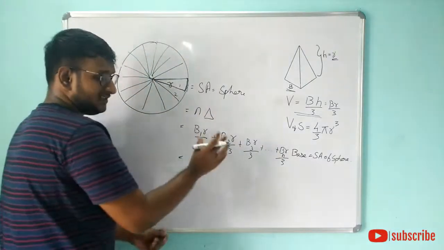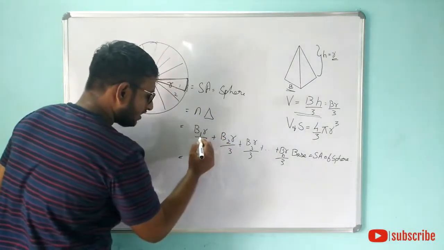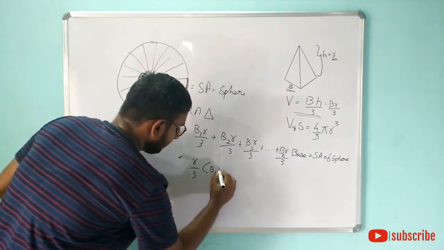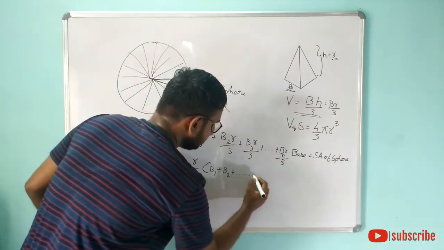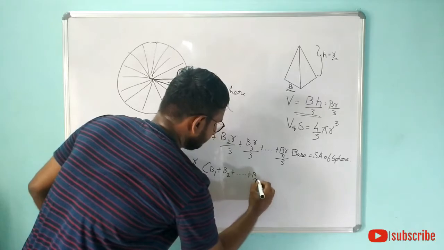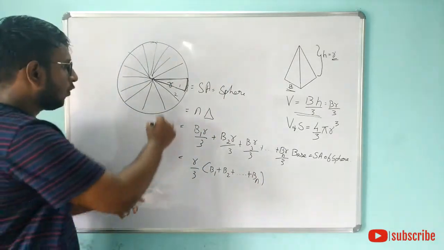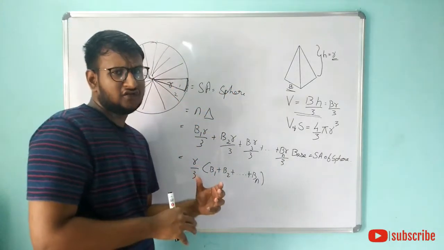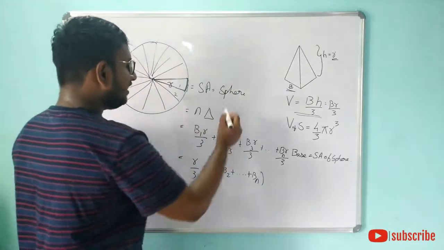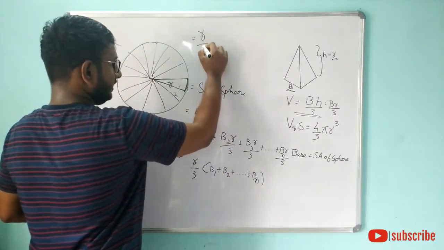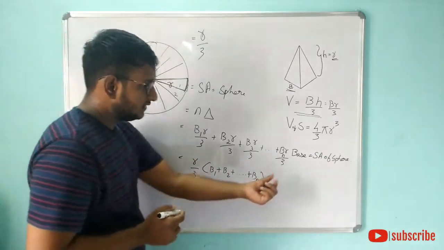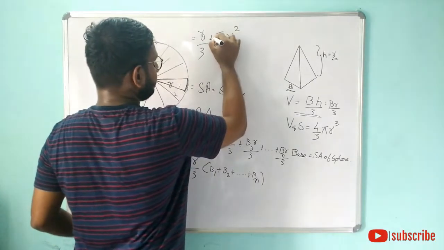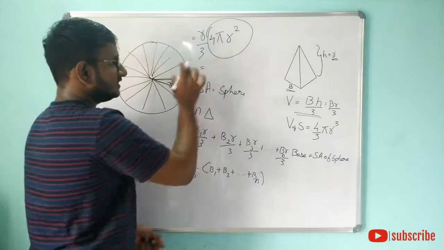Okay, so now let's use algebra and take the r by 3 outside. Okay, r by 3 into b1 plus b2 plus b3 and so on till plus bn. So this forms nothing but the whole surface area of the sphere. Okay, so what is the surface area of the sphere? Which is nothing but, I will write over here, r by 3 into the surface area of the sphere, which is nothing but 4 pi r square.